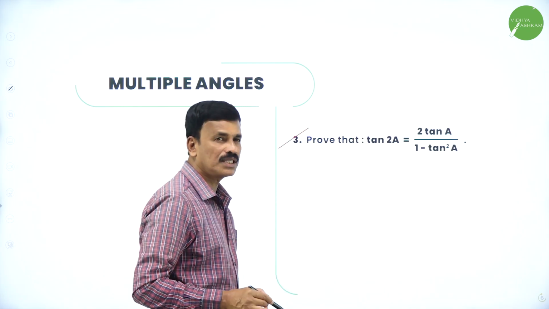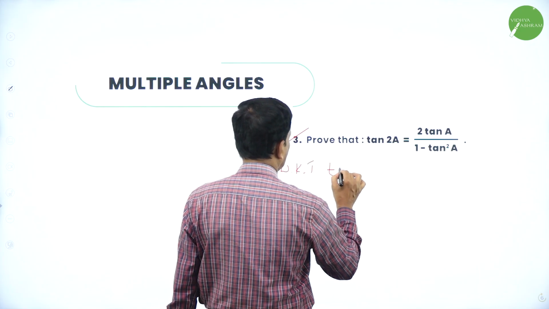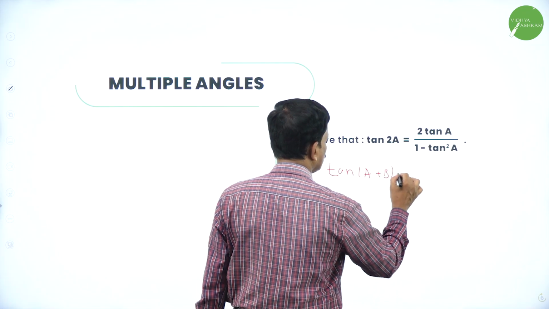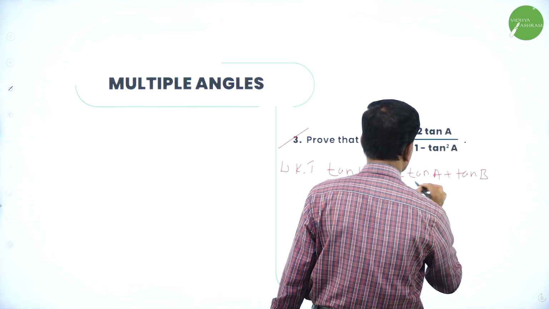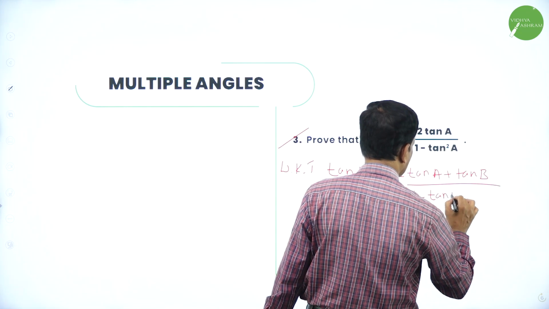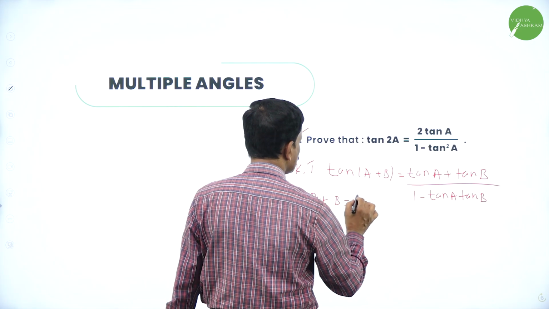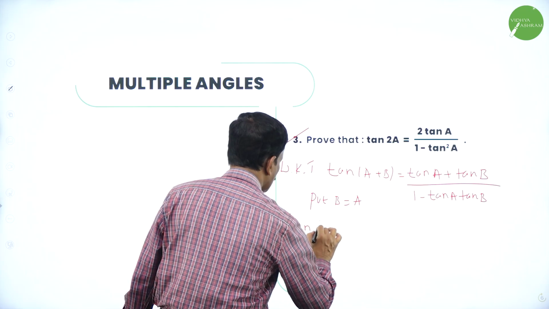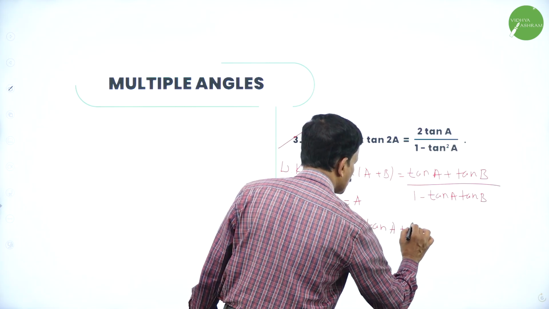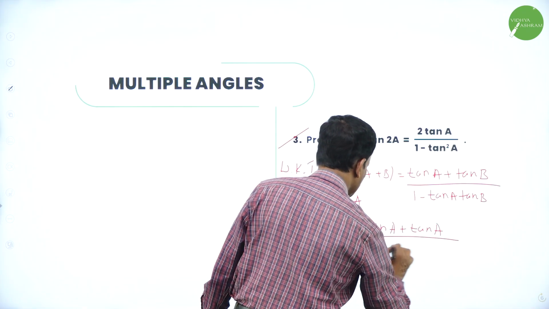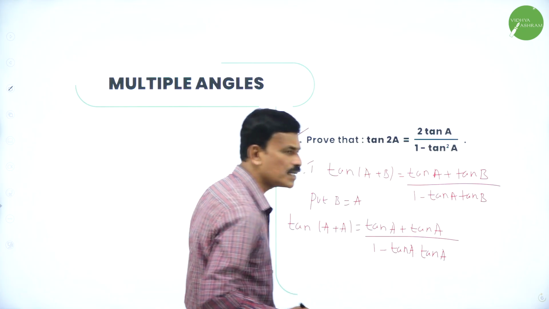This is also important. Prove that tan 2A is equal to 2 tan A divided by 1 minus tan square A. We know tan of A plus B. What is the formula for tan A plus B? Tan A plus B is equal to tan A plus tan B divided by 1 minus tan A into tan B. Now just put B is equal to A. Then this becomes tan of A plus A is equal to tan A plus tan A divided by 1 minus tan A into tan A.